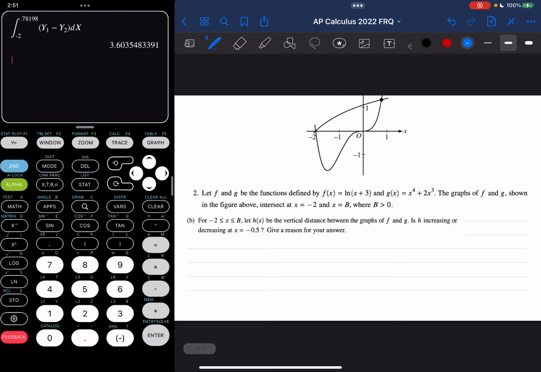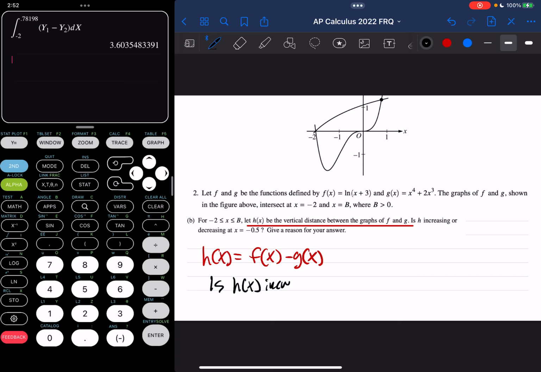Now in part B, it said let h of x be the vertical distance between the graphs of f and g. So let's make a note of that. So that means h of x is equal to f of x minus g of x. So we'll just make a note of that. Then it says, is h of x increasing or decreasing at -0.5? So is h of x increasing or decreasing?